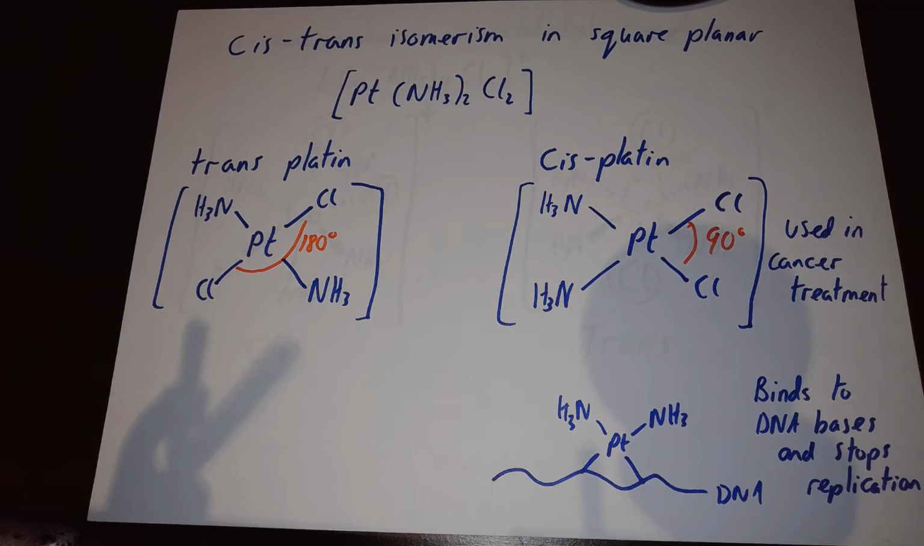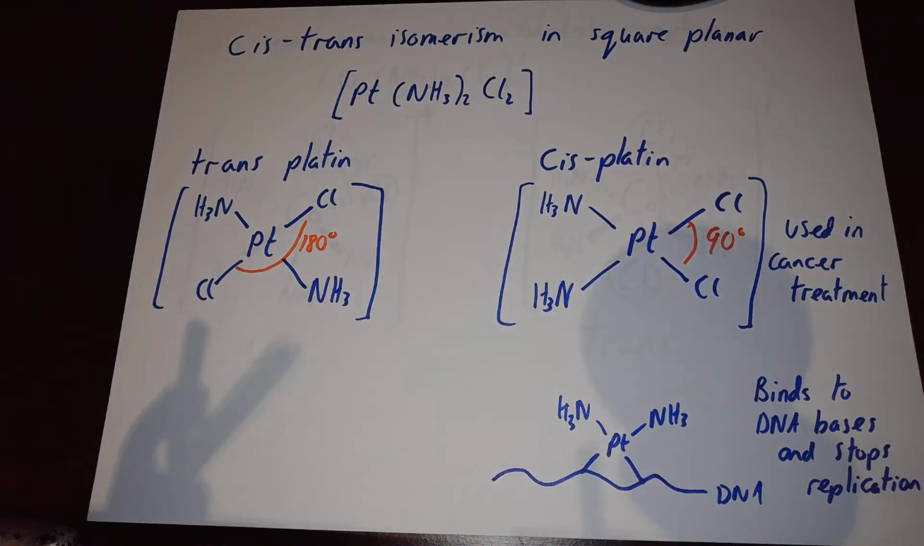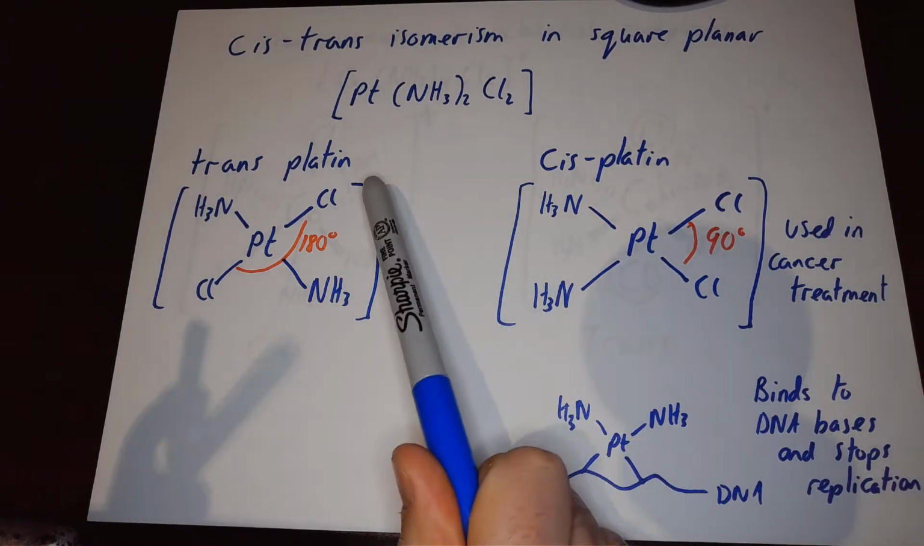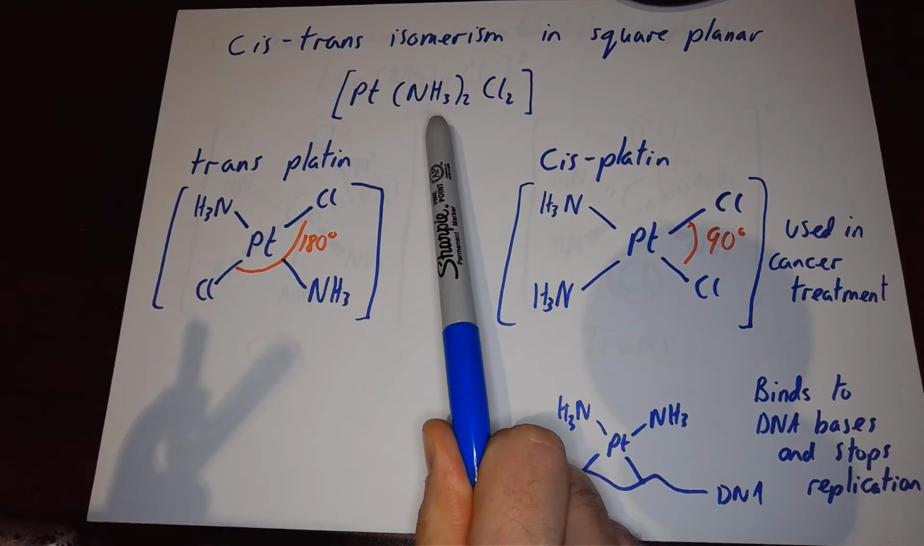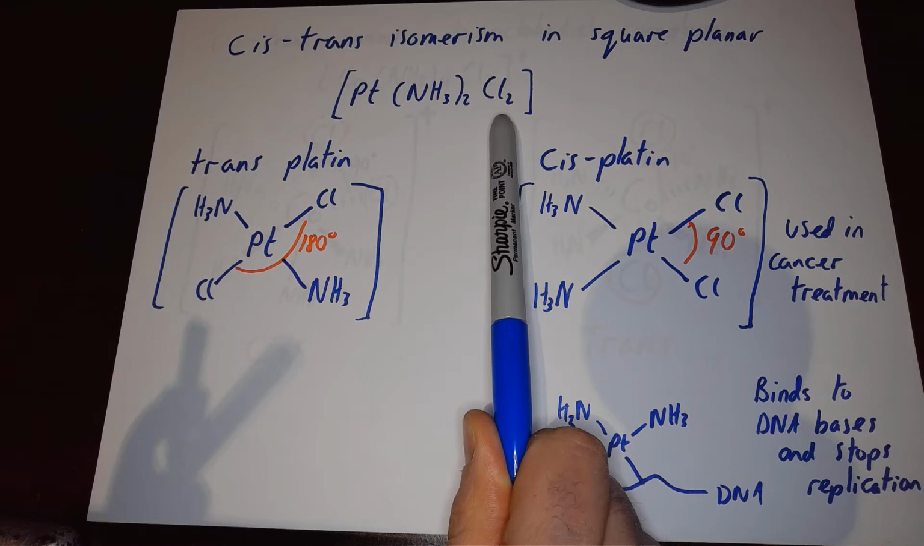So square planar, if you remember, are four coordinate, but rather than being tetrahedral, they form these square shapes. A common example of this type of isomerism is found in this compound here, sometimes known as platin. It's got a platinum 2+ ion, 2 neutral ammonia ligands, and 2 negative chloride ions.